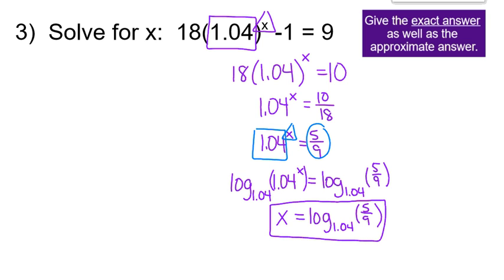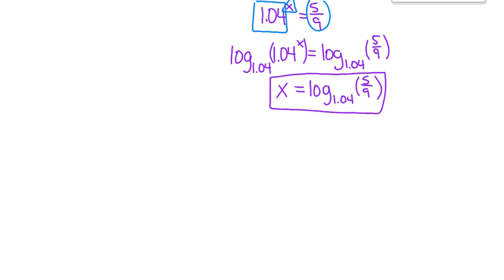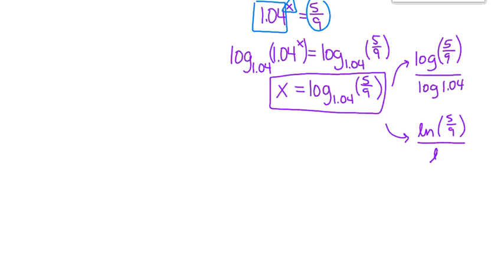And then to put that in the calculator to get your approximate answer, if you can, just do log base 1.04. But if your calculator won't do that, again, use the change of base formula, and you can change it to log base 10 of 5/9 over log base 10 of 1.04. This could go in the calculator. You'll get the same answer. Or instead, you could change it to natural log of 5/9 over natural log of 1.04. Either way, you'll get the same answer you would get using log base 1.04, and that would be negative 14.99.